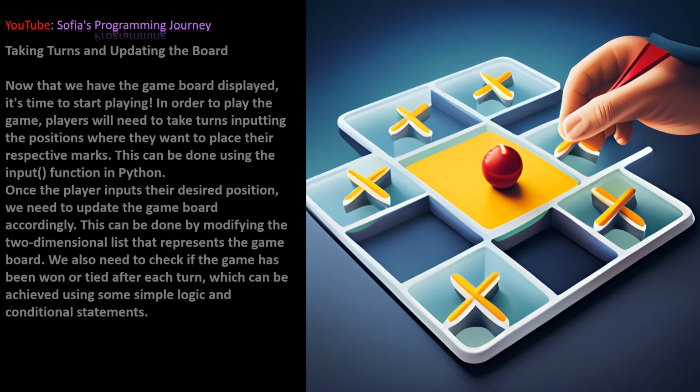Now that we have the game board displayed, it's time to start playing. In order to play the game, players will need to take turns inputting the positions where they want to place their respective marks. This can be done using the input function in Python. Once the player inputs their desired position, we need to update the game board accordingly. This can be done by modifying the two-dimensional list that represents the game board. We also need to check if the game has been won or tied after each turn, which can be achieved using some simple logic and conditional statements.